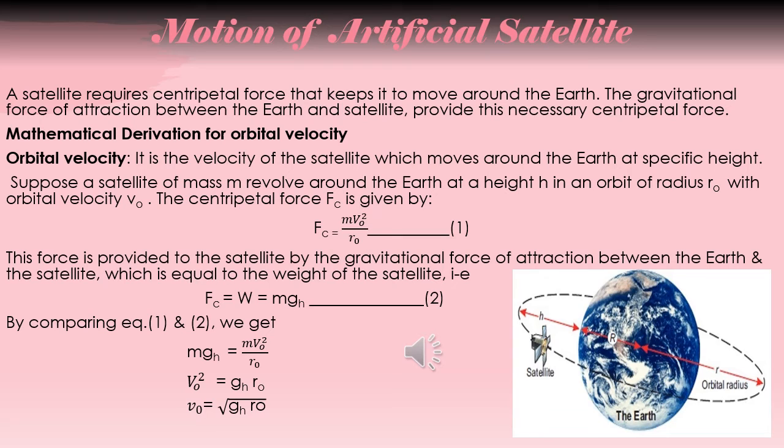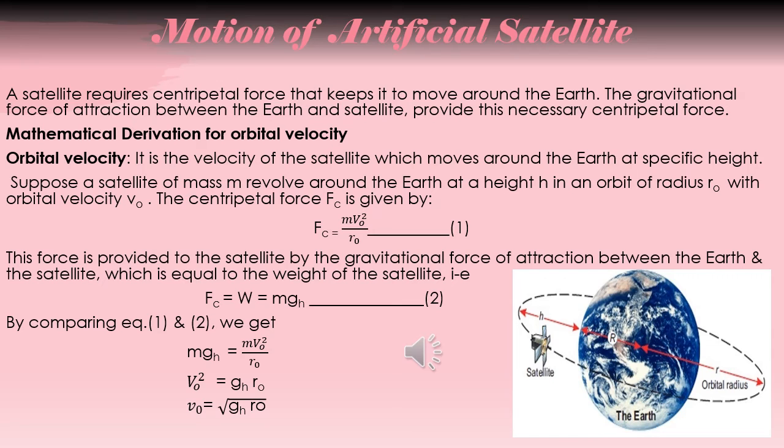Suppose a satellite of mass m revolves around the Earth at a height h in an orbit of radius ro, with orbital velocity vo. The centripetal force Fc is given by Fc equals m vo square divided by ro. This force is provided to the satellite by the gravitational force of attraction between the Earth and the satellite, which is equal to the weight of the satellite, that is, Fc equals W equals m gh.